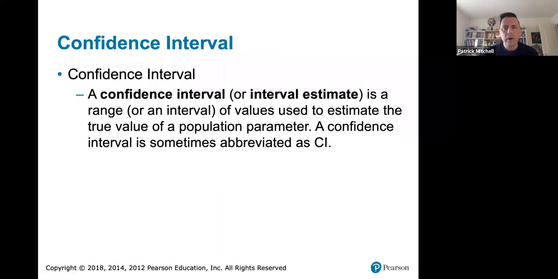All right, now we talk about confidence intervals. A confidence interval or interval estimate is a range or an interval of values used to estimate the true value of a population parameter. A confidence interval is sometimes abbreviated CI. This is when you attach that margin of error to your point estimate.